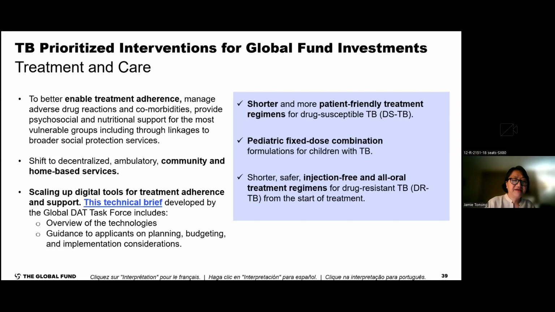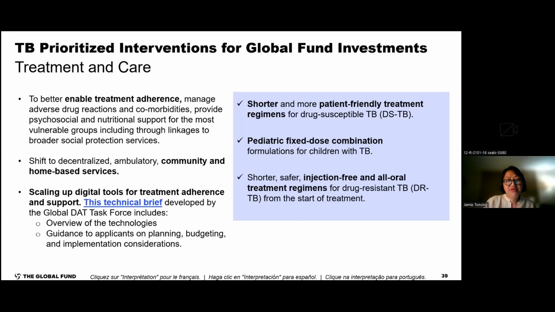There is a technical brief specially developed by the Global Data Task Forces, which you may look at with the link provided there. And the one in the blue box, related to program essentials, is to provide shorter and more patient-friendly treatment regimens for drug-susceptible TB.